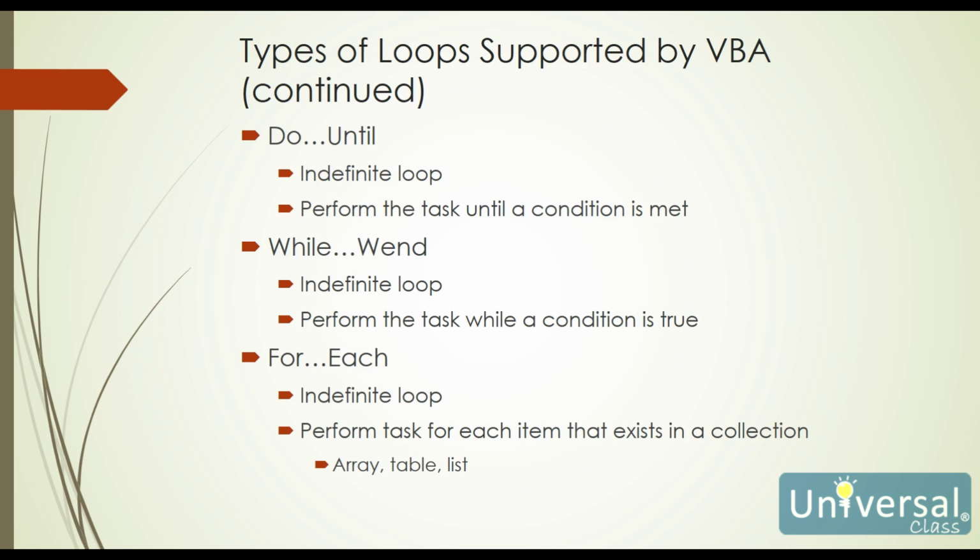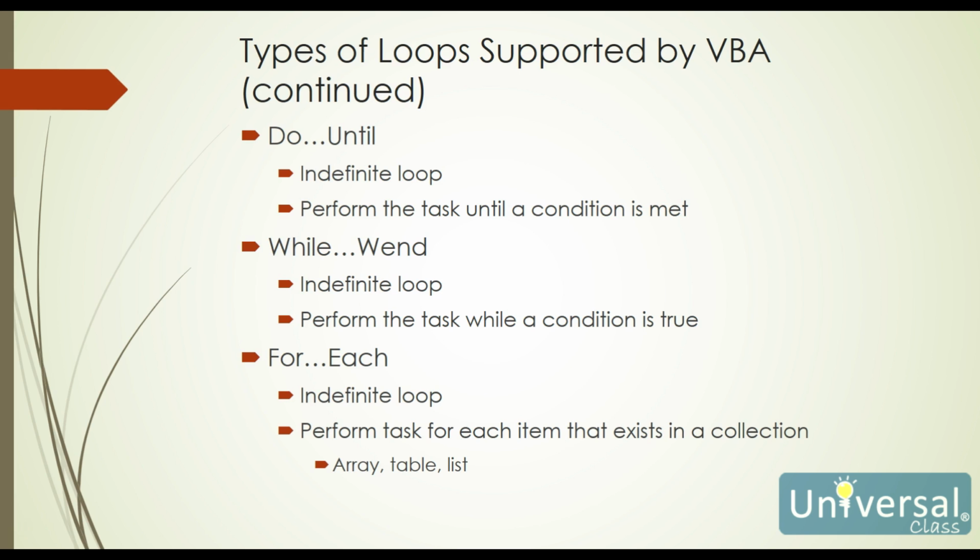We have a do until loop, which is another type of indefinite loop, and that's going to be one where we perform the task until a condition is met. So we're going to keep doing this. We're going to count from 1 up until we get to 100. So a do until would be do it until we get to 100.